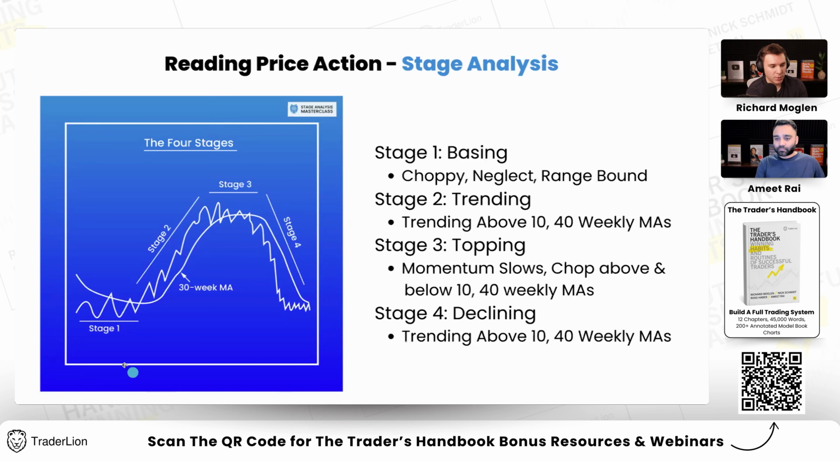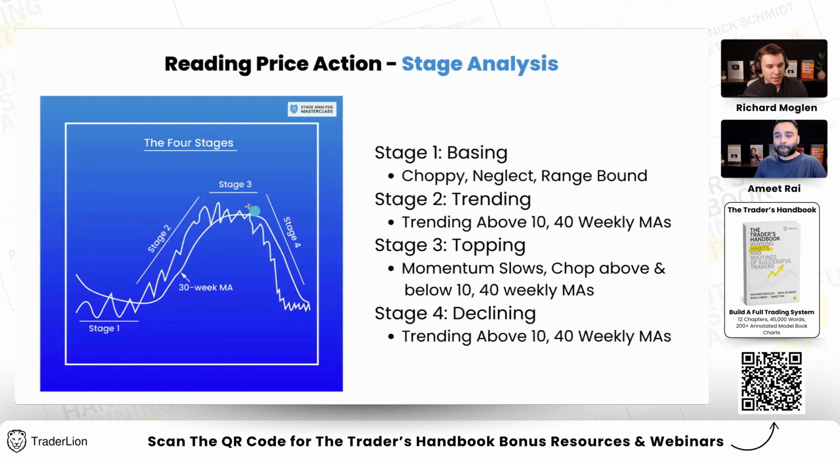We've got stage 1, which is the basing stage where there's chop up and down. This is a weekly chart. This is the 30-week moving average. You could also use the 40-week moving average. Again, it's more about how price is building. These are just reference guides. Then we break out of stage 1, start trending above the moving average. That starts stage 2. That's when we want to be involved as traders to the long side.